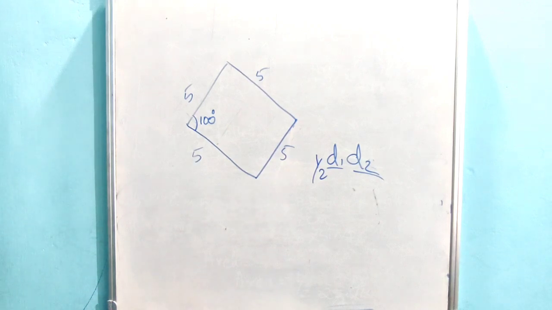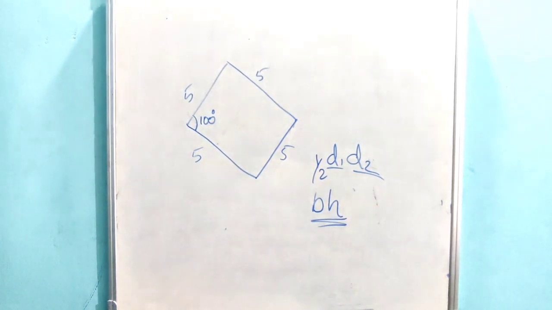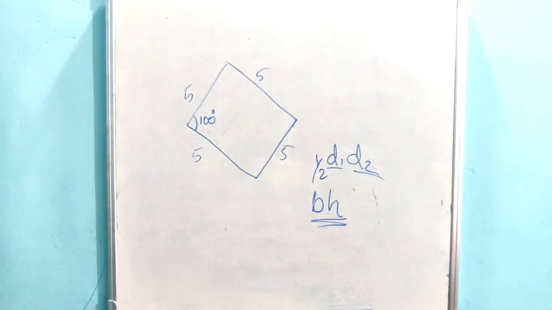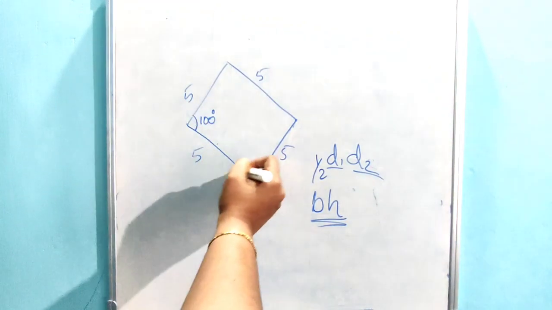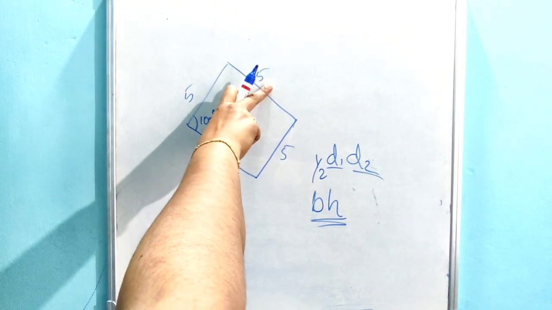Okay, what is the area of a parallelogram? Area of a parallelogram is BH, that is one side into the height, or the perpendicular distance from the opposite vertex. In both ways we can find out the area of a rhombus. Rhombus is also a parallelogram, so using the formula for the area of a parallelogram, we can calculate the area of this rhombus.